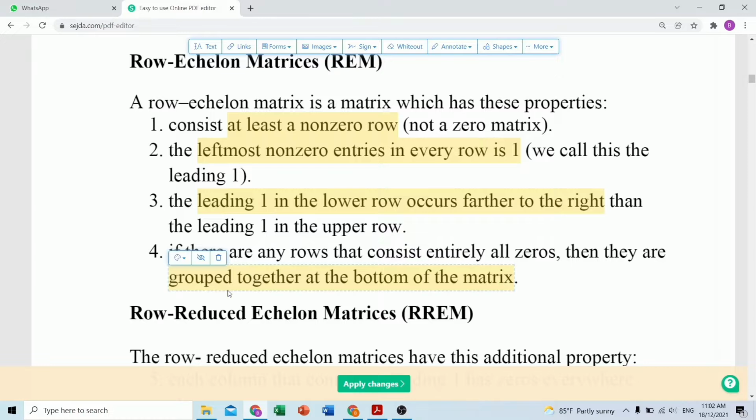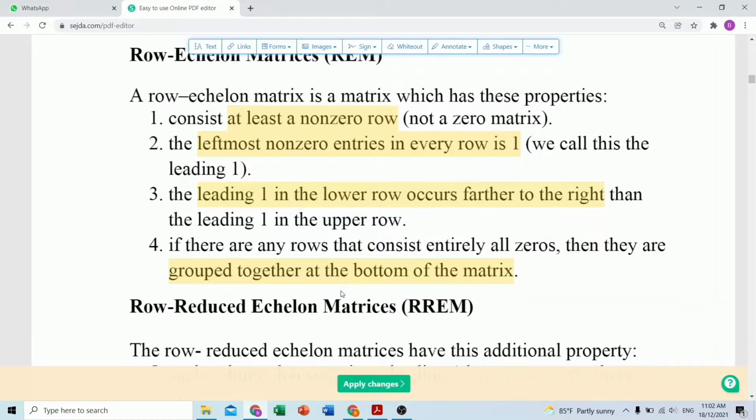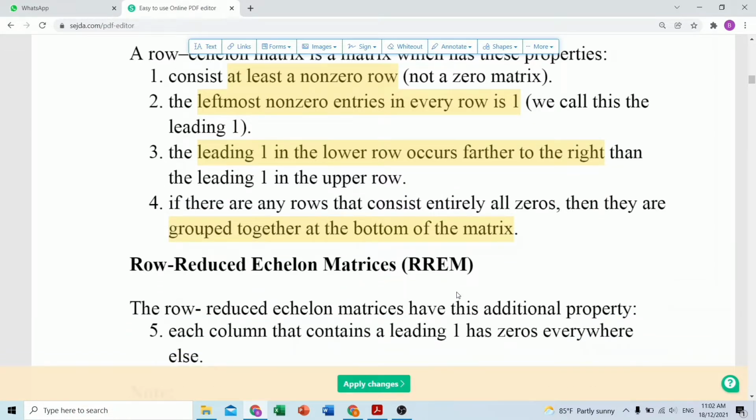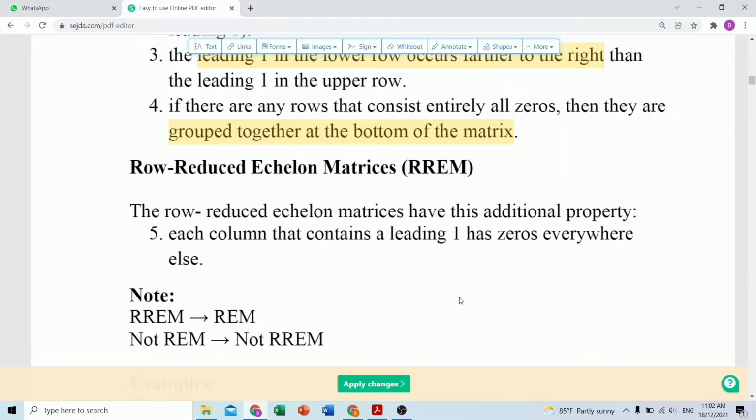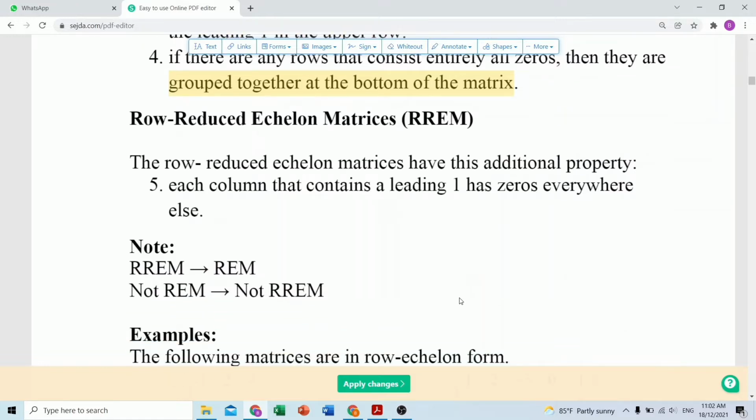Moving on, for row-reduced echelon matrix RREM, we have this additional property: each column that contains a leading one has 0 everywhere else. And we will look at the example now.